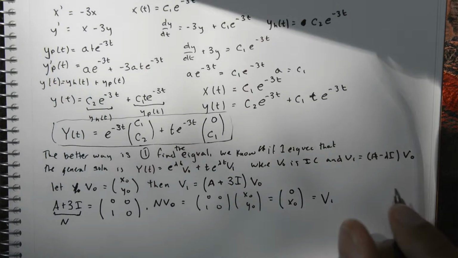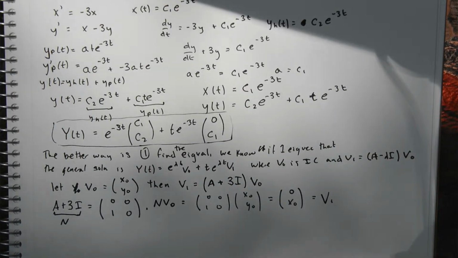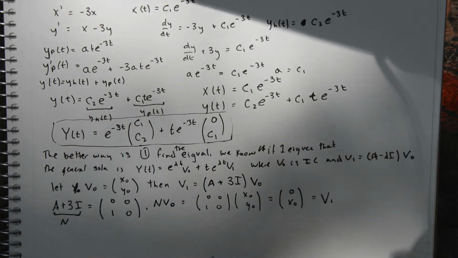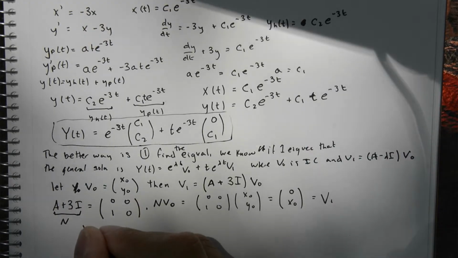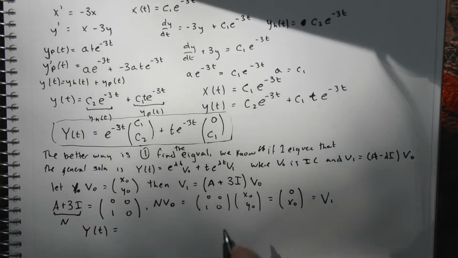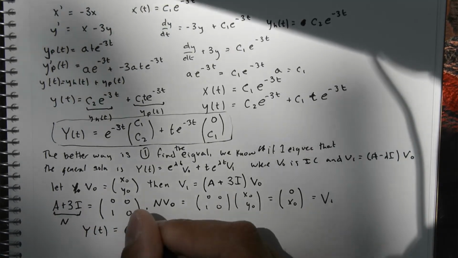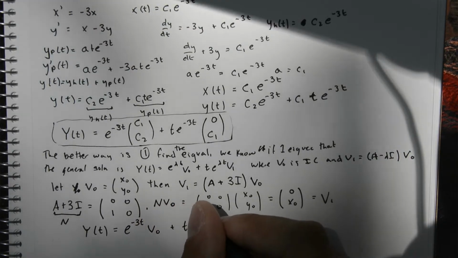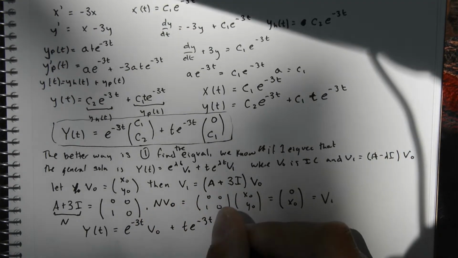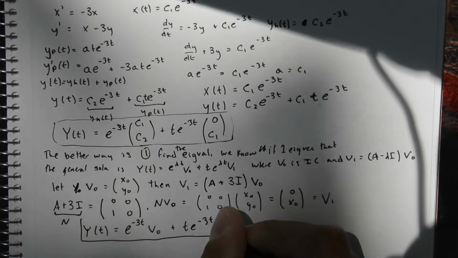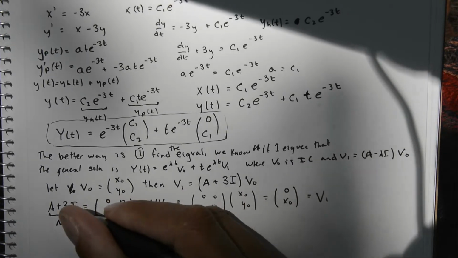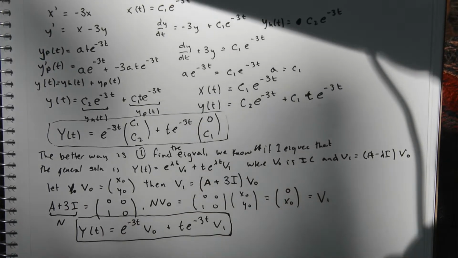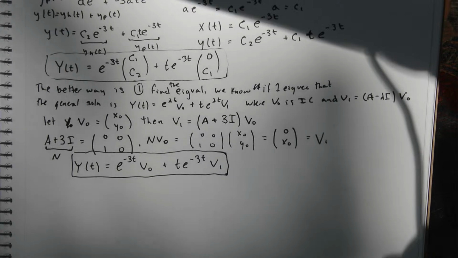So this is v1. Yes. So then we can just easily say that y of t is equal to e to the minus 3t v0 plus te to the minus 3t v1. So this gives us a shortcut where we don't have to do this guess and check method for linear equations.